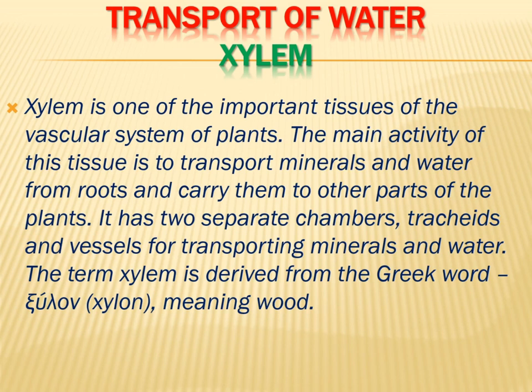They absorb the water and minerals that have been gathered by the roots, and send them to all the leaves present in the plant. It has two separate chambers, one called the tracheids and one called the vessels, for transporting the minerals and water. So these are the two chambers in which the minerals and water are transferred. One is the tracheid, one is the vessel.